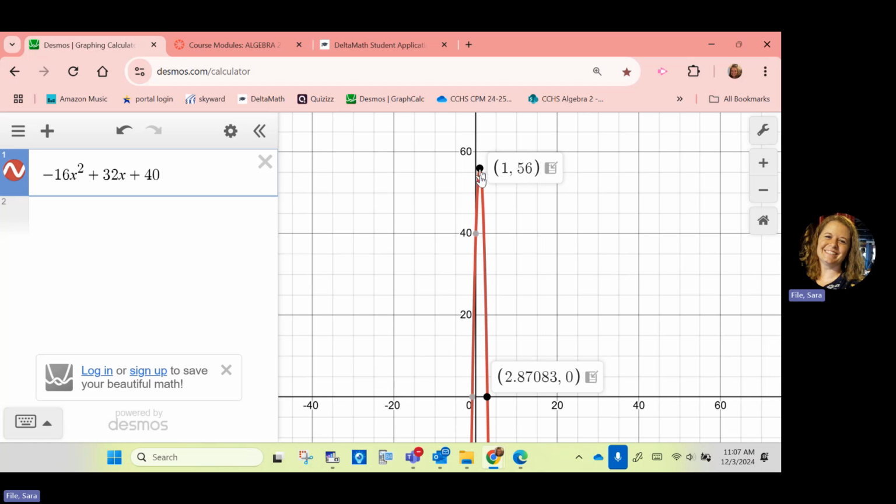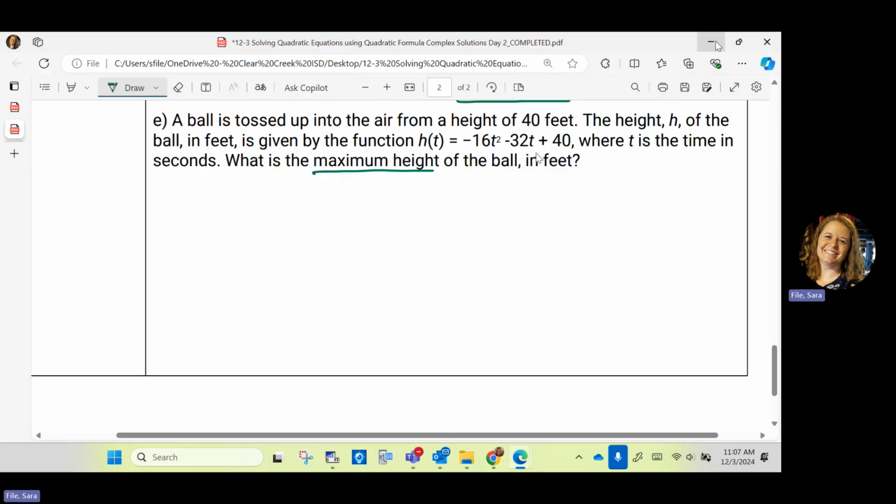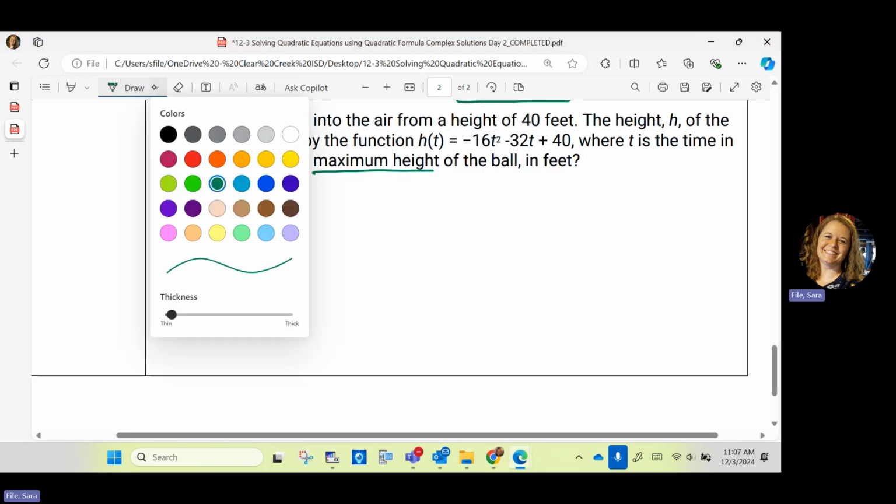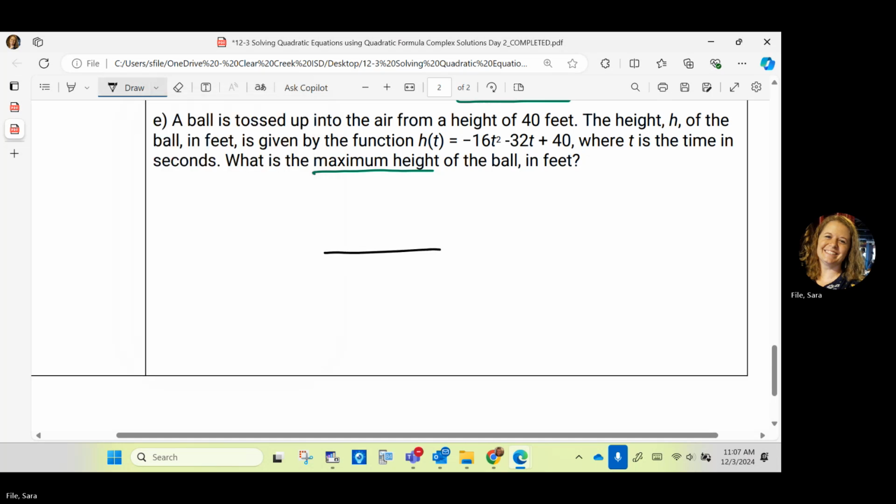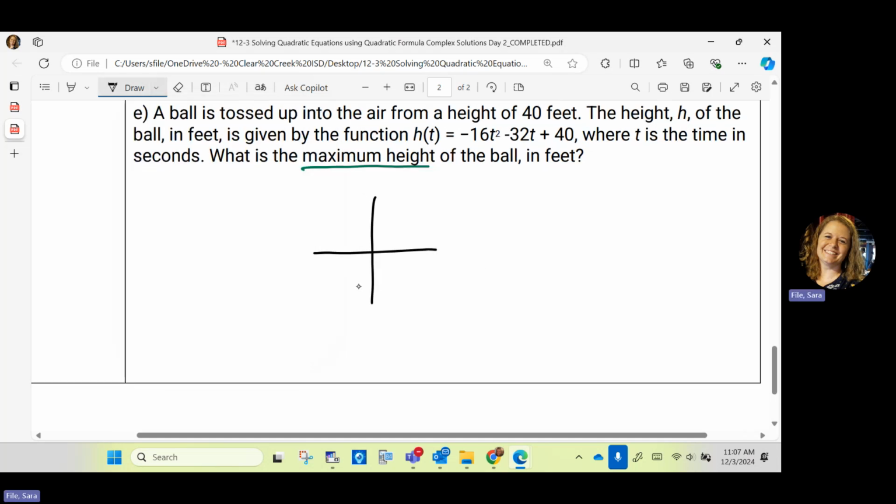I keep falling. Oh, that's all right. Thank you. So my answer here is 56. Let me sketch. This is what it looks like. The negative doesn't make sense, but that's not even what it's asking for. It asks for the maximum, which happens at 56.